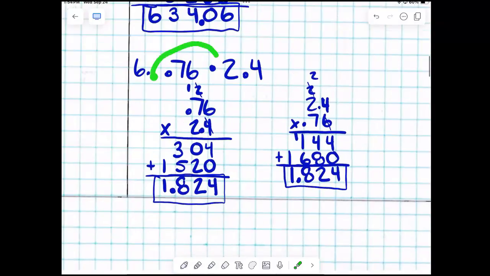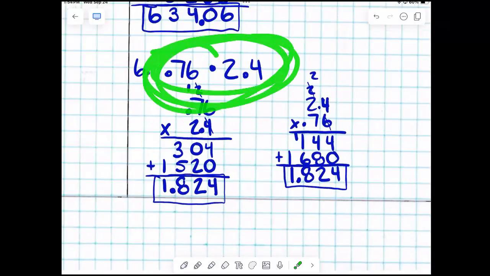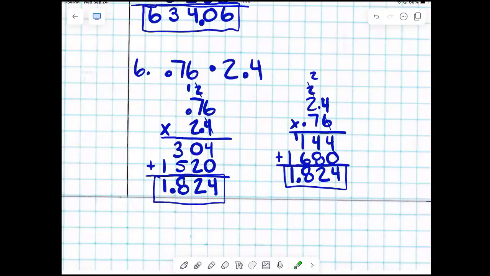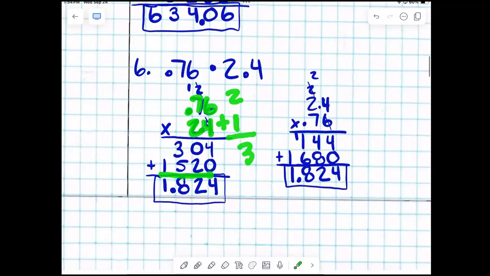This problem needs to be rewritten, yes? How many numbers are after the decimal point in 76/100ths? 2. How many numbers are after the decimal point in 2 4/10ths? 1. So what's 2 plus 1? 3. So how many numbers should be after the decimal point in my product? 3. Got it?